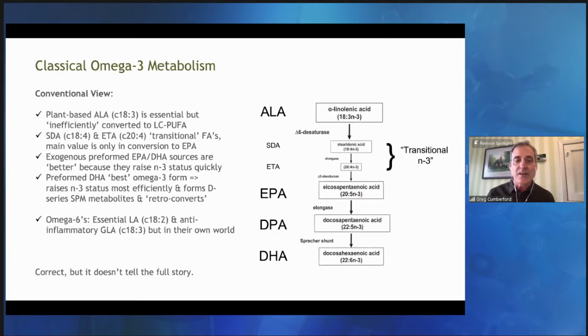And for their part, on the omega-6 side, linoleic acid is important. It's essential, but it's overabundant because of its prevalence in so many commodity industrial vegetable oils. So it's never considered deficient in the diet. And for its part, anti-inflammatory gamma linolenic acid has recognized benefits and efficacies, but they're kind of in their own world. And this of course is correct, but it really doesn't tell the full story.